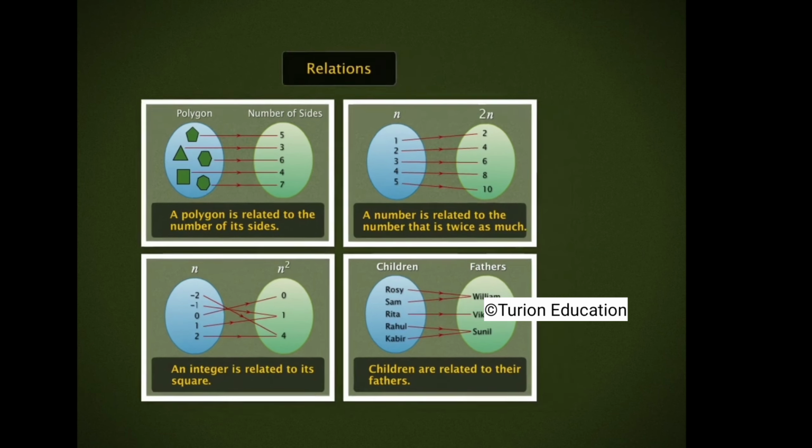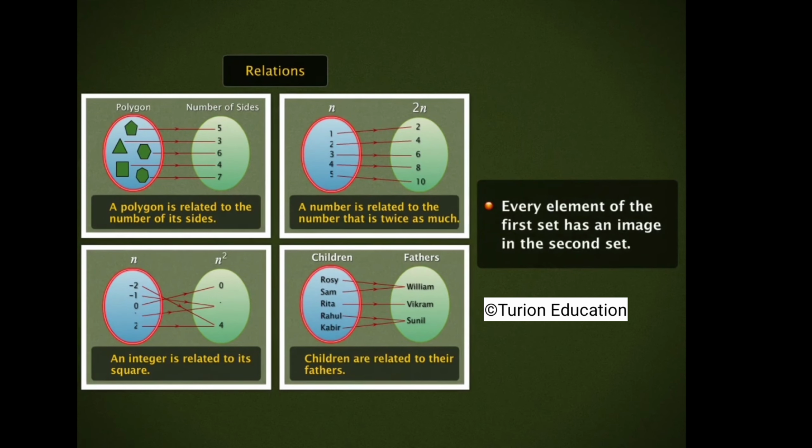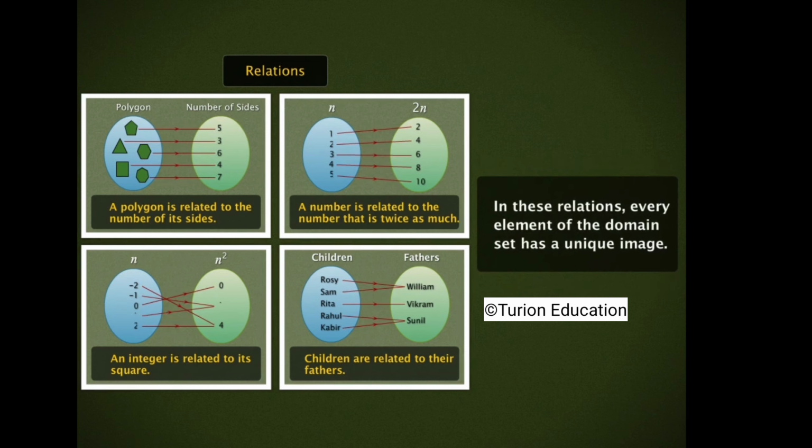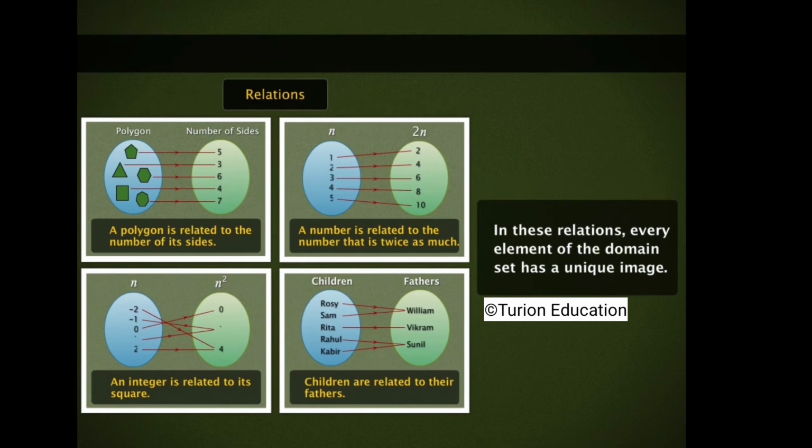Well, there are two common points. First, every element of the first set is related to an element in the second set, or every element in the first set has an image in the second set. Secondly, no element in the first set has two images. Summing up our observations, we can conclude that in all these relations, every element of the first set or domain set has a unique image. These relations are called functions. Let's find out about these special relations.